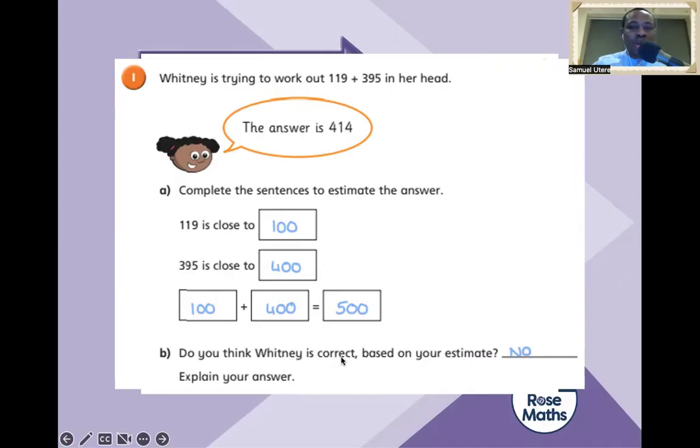Well, do you think Whitney is correct based on your estimate? No. Okay. So Whitney is not right. So this is how estimation can help us to check the answers to our calculations.